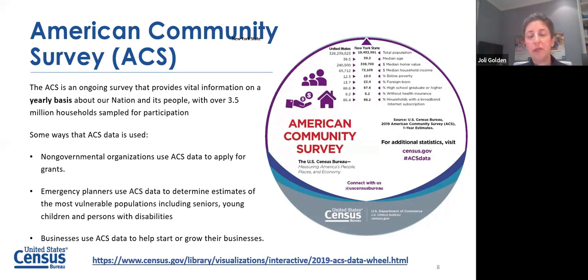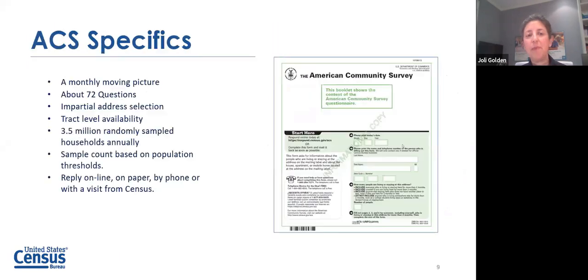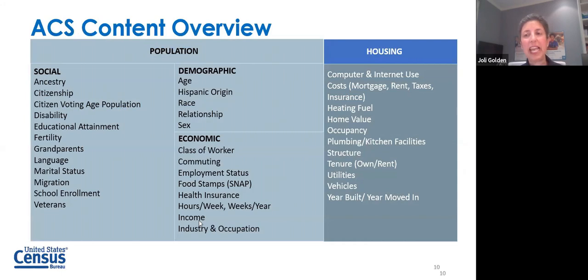But American Community Survey is used widely in terms of people applying for grants for their communities. Emergency planners use it, and businesses use it to see where to start or grow their businesses. Next slide. So I mentioned some of this already. It's important to know that we sample every county, and that they're random samplings. And I'll let David talk more. Next slide. And now I'm going to hand it over to my colleague, David Kraiker.